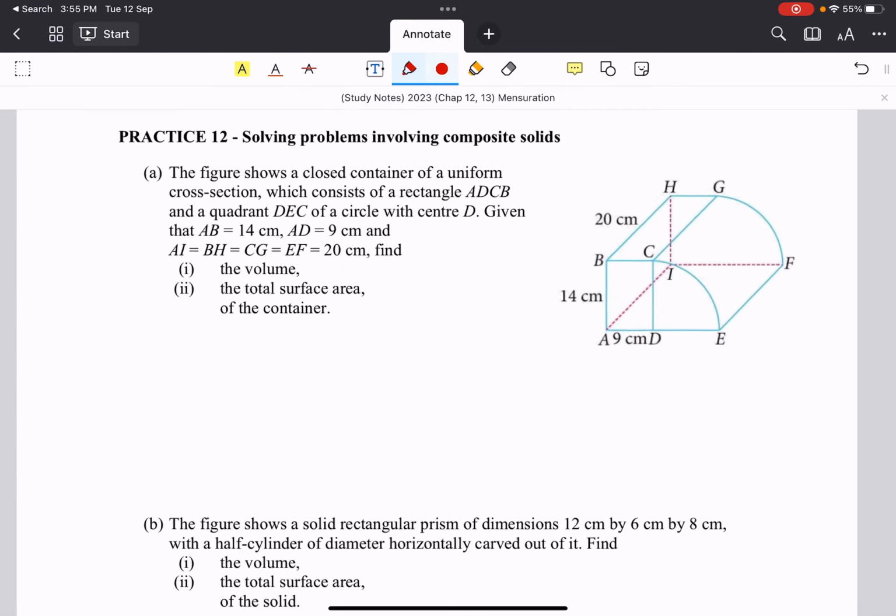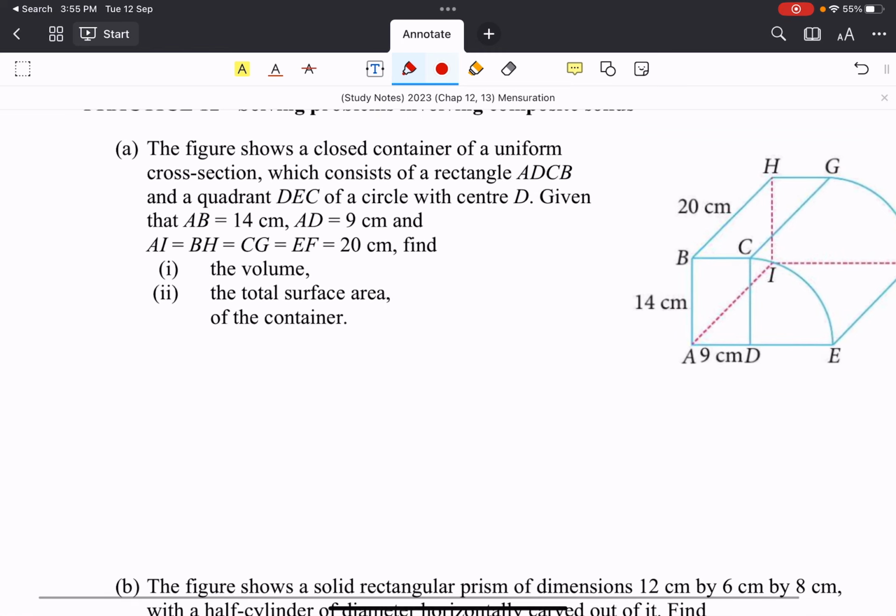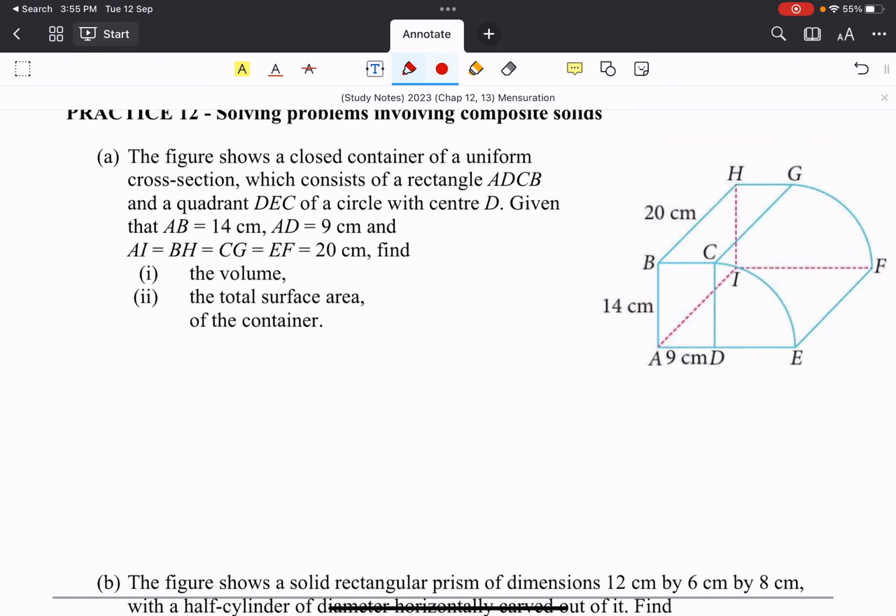Here we have a figure. It shows a closed container of a uniform cross-section. So it looks like this. Quite interesting. We actually have a cuboid and it is added to a quarter of a cylinder, right? So we have something like that. The dimensions are all shown in the diagram. You can check them against the question and it makes sense, right? And we are told to find the volume.